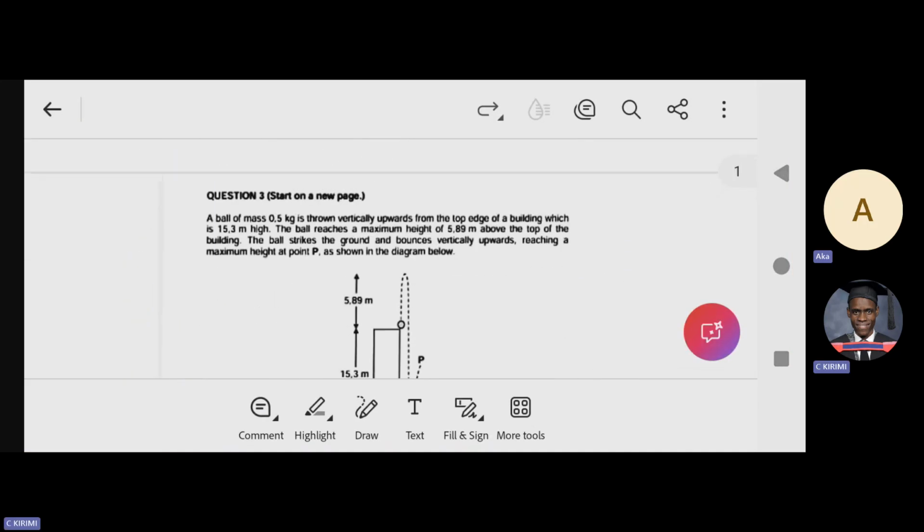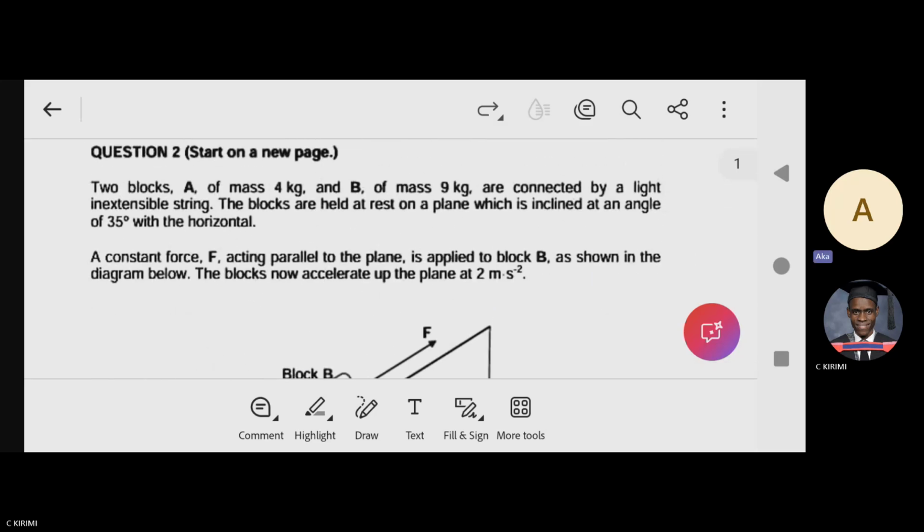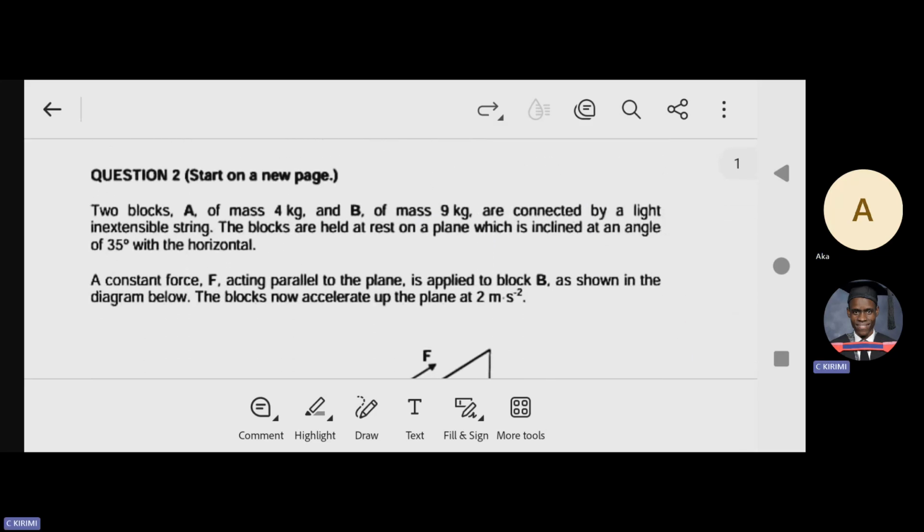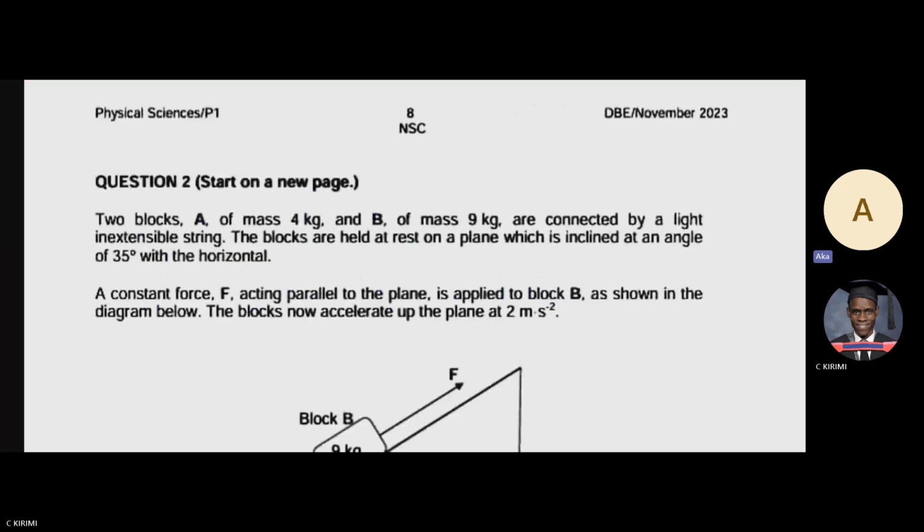So question number 2 says blocks A of mass 4 kilograms, B of mass 9 kilograms are connected by a light inextensible string.